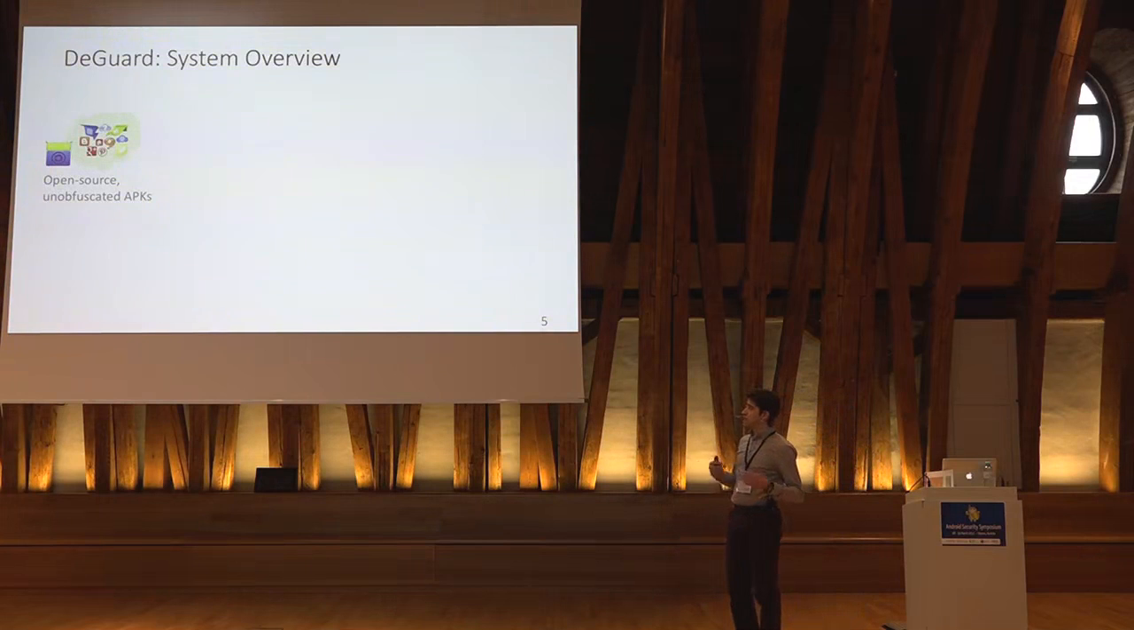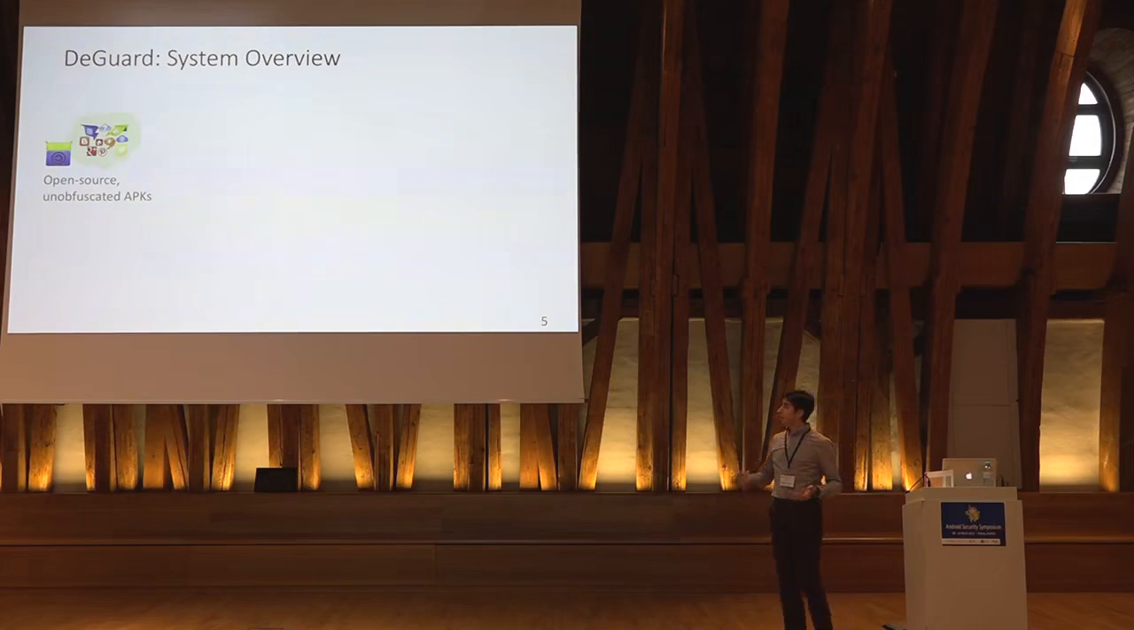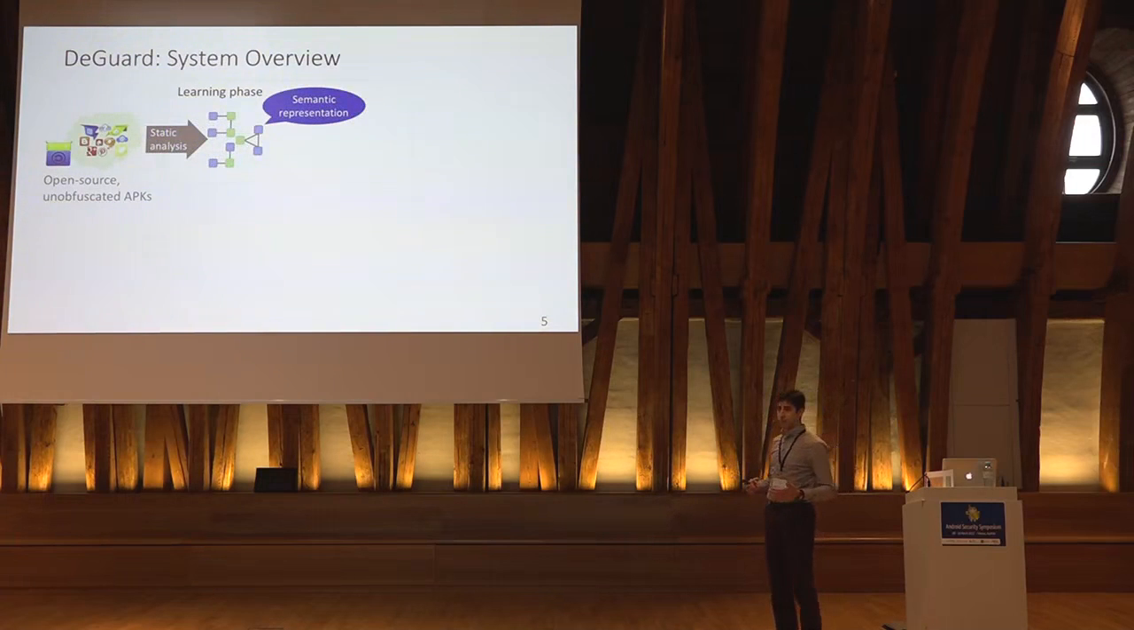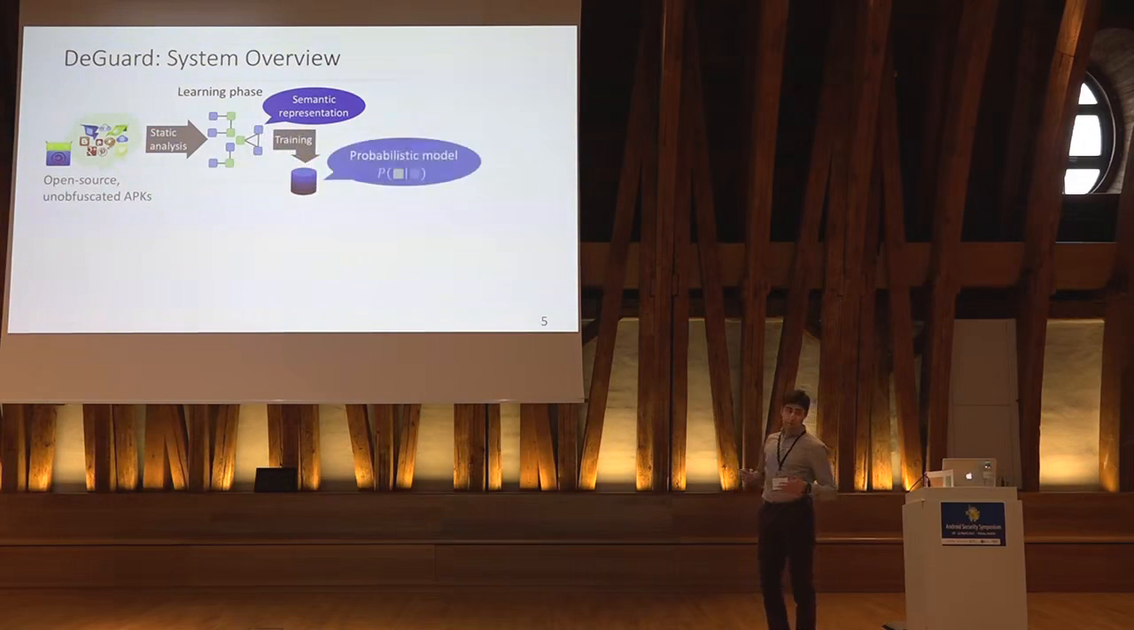First, we start with a large number of open source, unobfuscated Android applications. As a first step, we have a learning phase. Intuitively, in this phase, we want to learn how names are assigned to program elements. To achieve this, first we run some static analysis on these applications. The idea here is to derive a semantic representation of the application: what are the program elements in the application, how are they related to each other, and so forth.